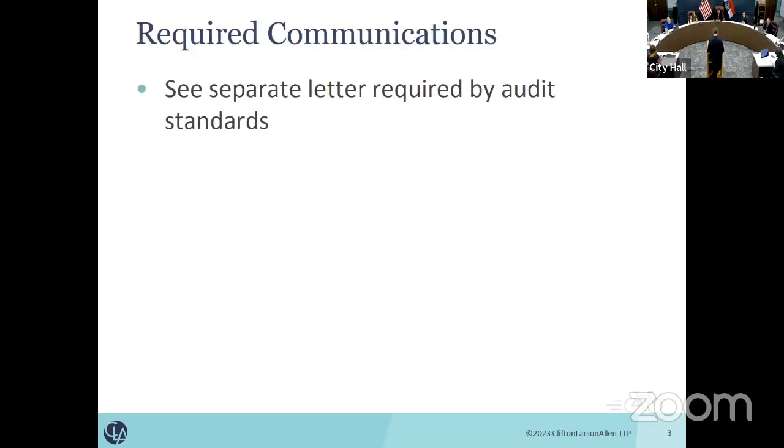So as far as required communications, there is a separate letter that you've been provided. It goes through a lot of boilerplate information on different things that we're required to communicate. If there's any significant accounting policy changes, it goes over estimates, any significant or unusual transactions. Didn't have any significant or unusual transactions. The only estimate that really impacts the financial statements is depreciation expense. As far as any audit difficulties or disagreements, we didn't have any. So feel free to read through the rest of that letter to go over the other required communications, but I'll kind of leave it at that.